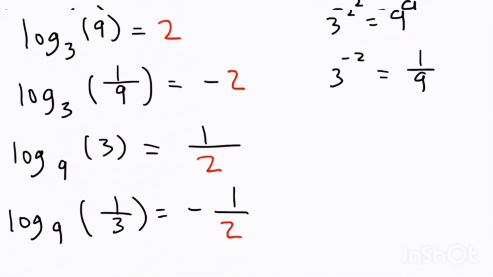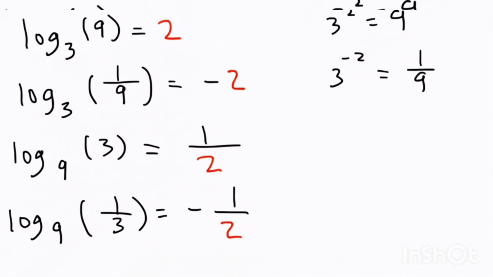Now, how about logarithm of 1 over 9? 9 itself can still be written as 3 raised to power 2. Now there's a slight difference between the first example and the second one. The first one is 9, the second one is 1 over 9. Since the second one is 1 over 9, it simply means that you are ascribing a negative sign to it, because 1 over 9 can also be written as 3 raised to power minus 2. And the answer for that is minus 2.